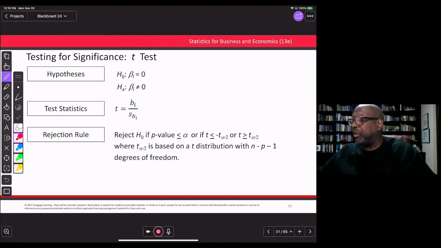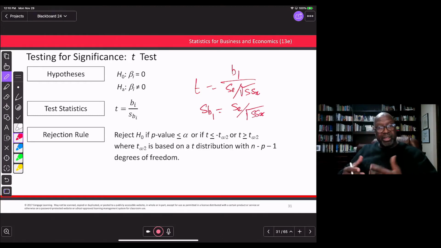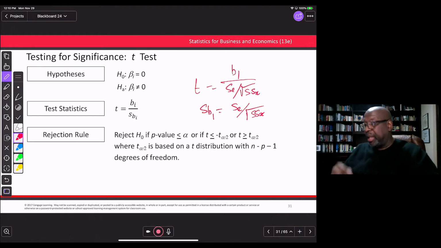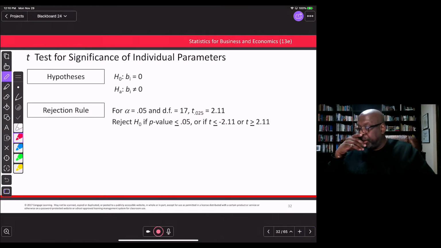In the case of simple linear regression, we had it as t was equal to b1, because we only had one coefficient, over SE divided by the square root of SSx. But that SE divided by the square root of SSx is really just Sb1. That's just the standard error of the slope in that case, right? We are not going to do this calculation by hand. As I mentioned to you, the printout from the software will actually give us all of that information that we require.